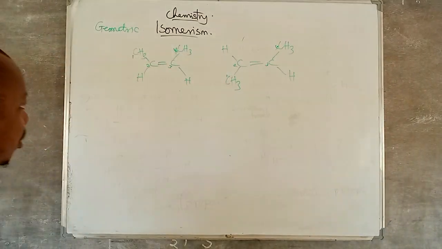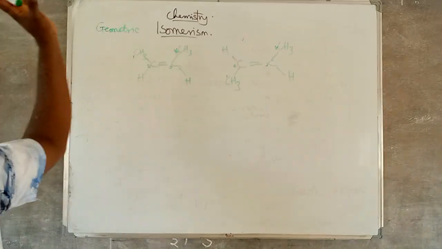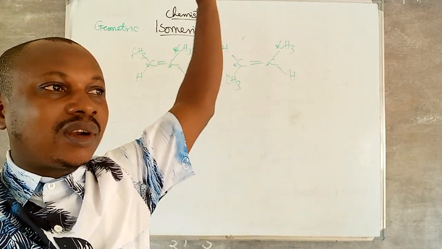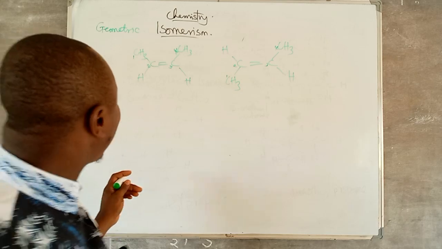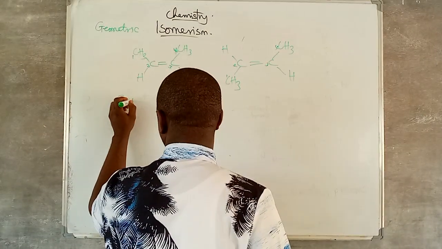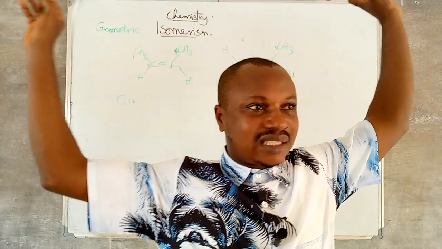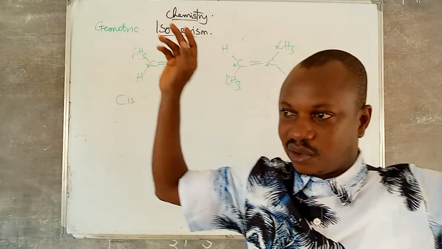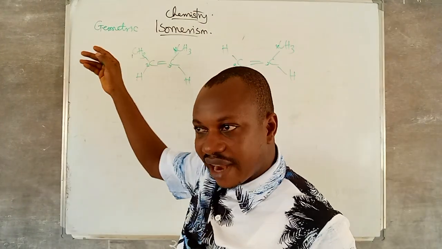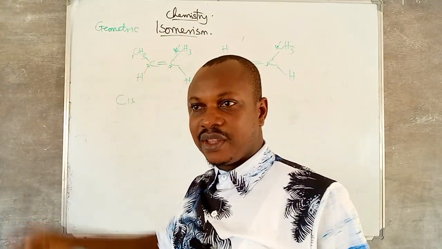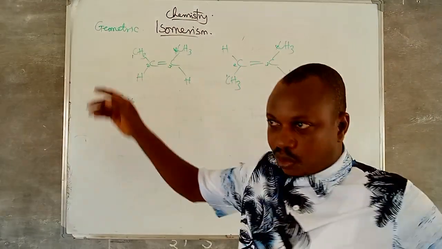So if you watch, you have two groups, that methyl group, on one side, as in they are facing up. That one is what we call the cis isomer. When you have the same substituent group on one side of that carbon atom, we are talking about cis. But when they are in opposite directions, you have trans. Don't forget that the simple meaning of trans is across.